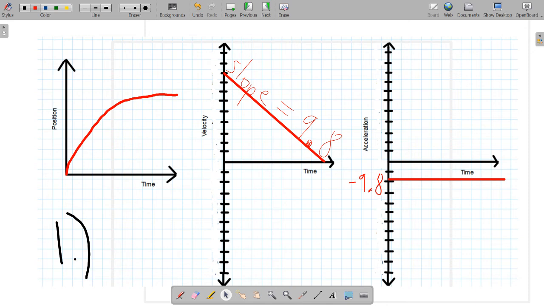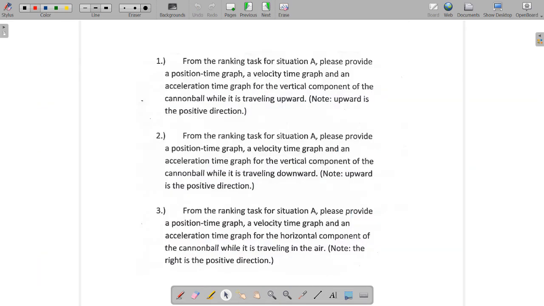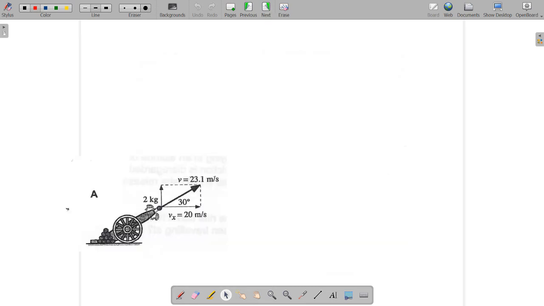That's how your graphs look like for the vertical component. But what about number 3? Number 3 says provide a position time graph, a velocity time graph, and acceleration time graph for the horizontal component of the cannonball. Note, moving to the right is moving in the positive direction. So how does that look like? So remember, the cannonball is fired, it goes up, stops, comes back down. Okay, so that's how its overall path of motion looks like.